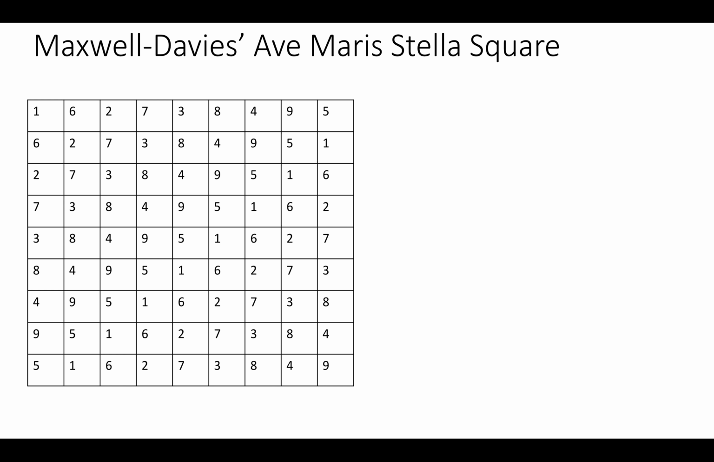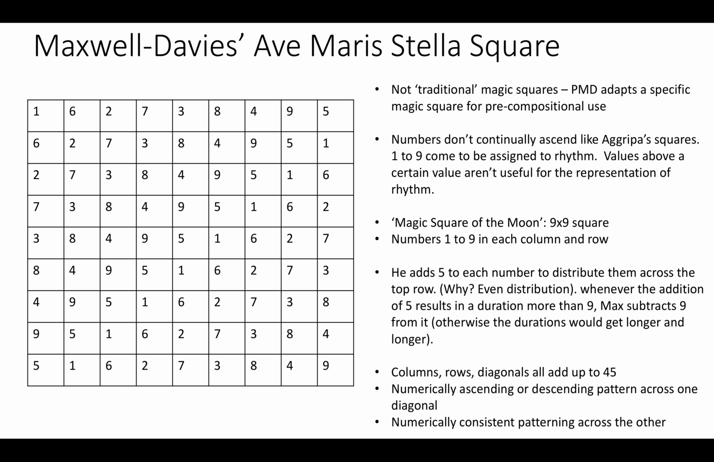Now, what's different about Maxwell Davies' Ave Maristella square? Well, let's have a look at this in more detail. So this is the square that Maxwell Davies uses in the piece Ave Maristella. So this is slightly different from a traditional magic square.